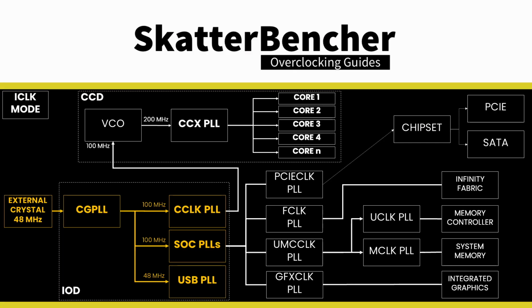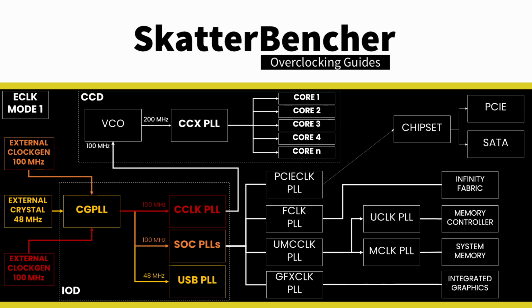In addition to the standard internal CGPLL, Raphael supports up to 2 external clock modes. They're called E-clock 0 mode and E-clock 1 mode. In E-clock 0 mode, also referred to as synchronous mode, an external 100 MHz reference clock is used for both the CPU PLL and SoC PLLs. In other words, it's a reference clock that affects the CPU core clocks as well as the PCIe and SATA clocks.